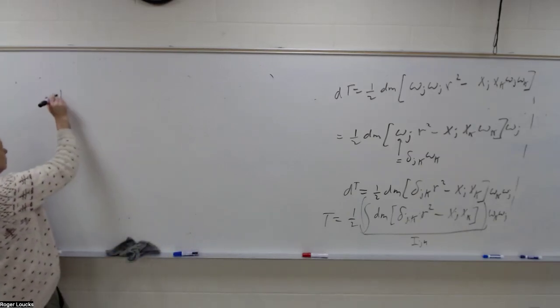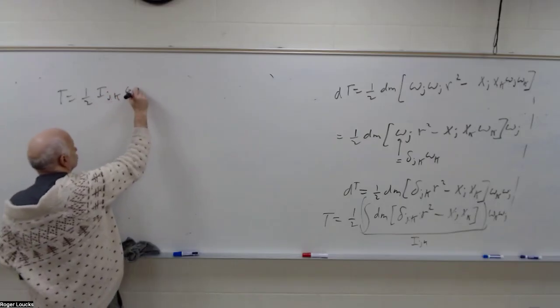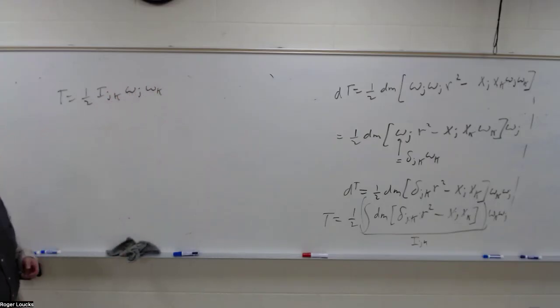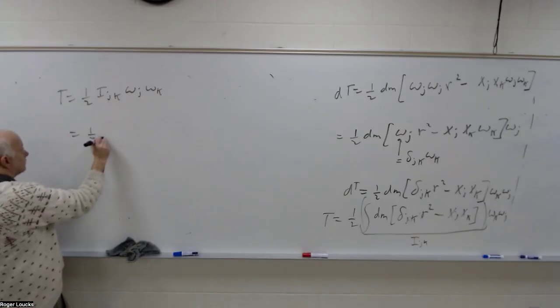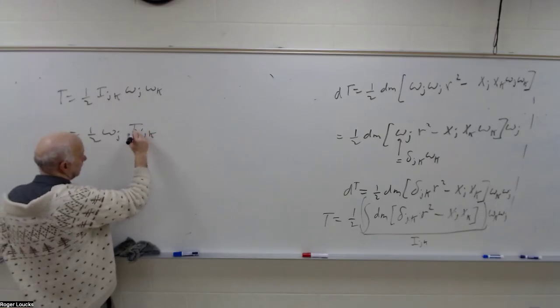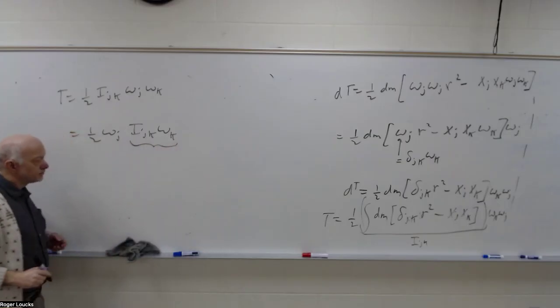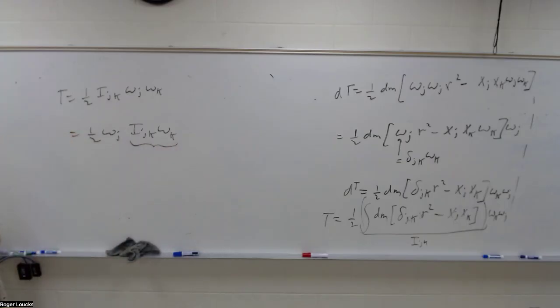This whole thing here is T equals 1/2 I_jk omega_j omega_k. If I rewrite this as 1/2 omega_j times I_jk omega_k, does that have a name? It's matrix multiplication. If I were to write this out, what does that equal?